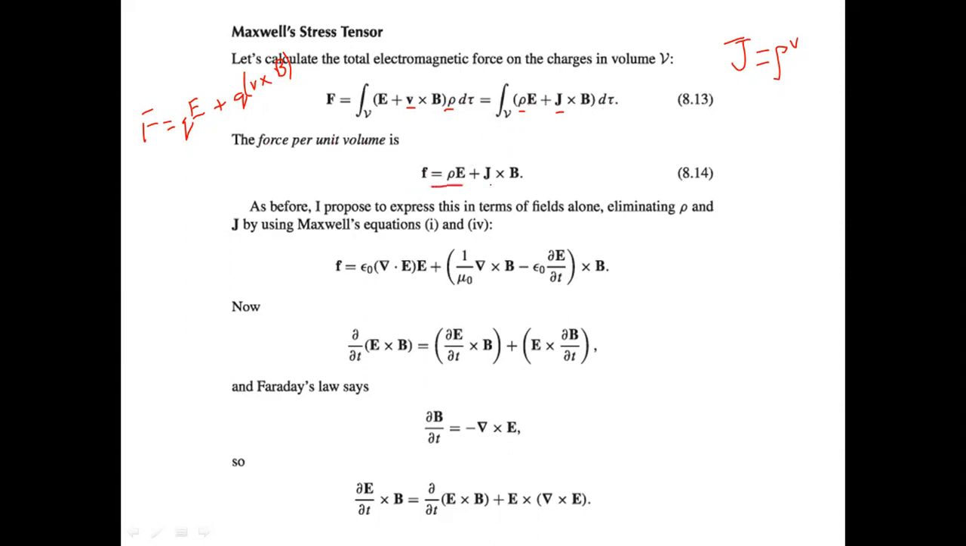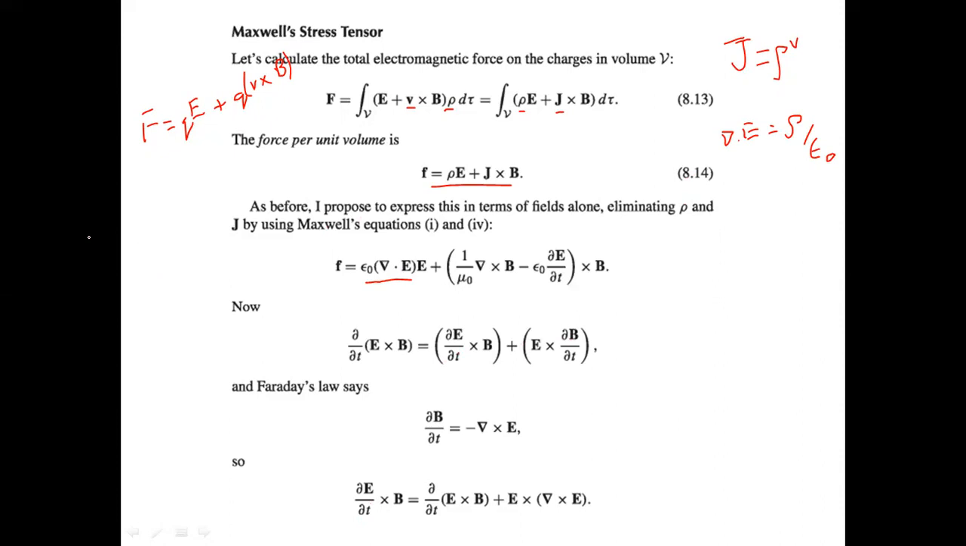Now we'll have to work on this, so we'll have to evaluate this expression on the right. Now first, this rho, I'm going to write it out as epsilon naught times del dot E. This is from Gauss's law, right? Gauss's law says that del dot E is equal to rho by epsilon naught, right? So from that I write out an expression for rho.